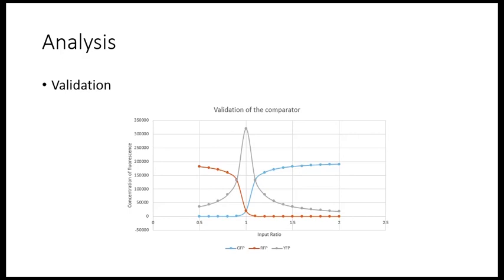The first step is to validate whether our system can work well. We can see that when the ratio is lower than 1, which means the amount of STAR2 is more than that of STAR1, the expression of RFP will be much higher than that of GFP, and it can be higher than YFP when the ratio is below 0.9. When the ratio is bigger than 1, the expression of GFP is much higher than that of RFP, and will dominate when the ratio is more than 1.1.